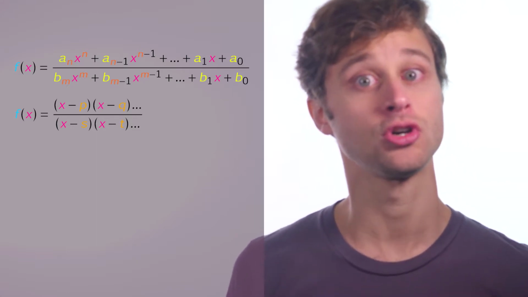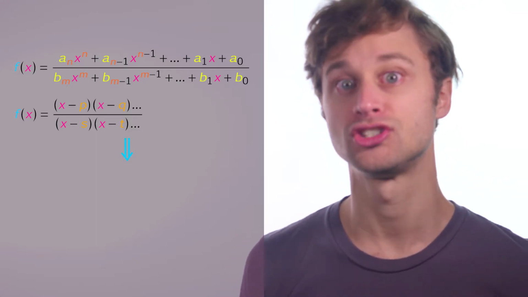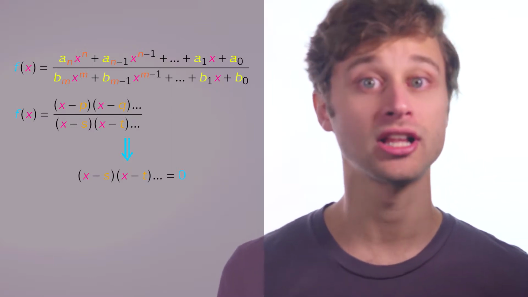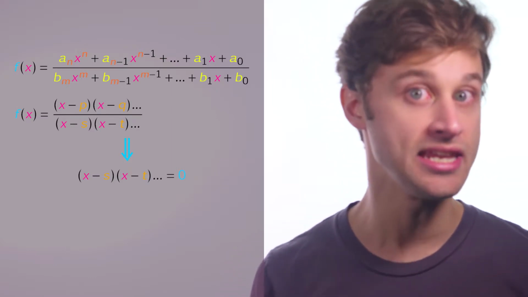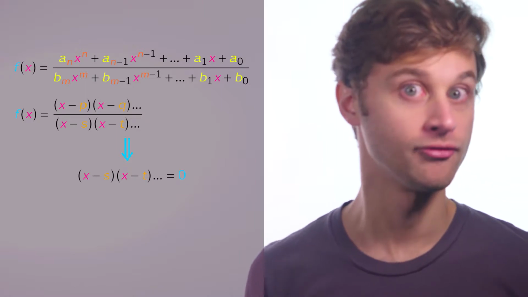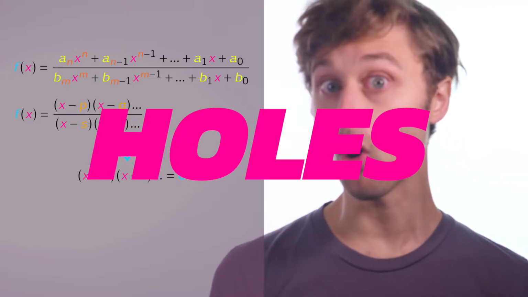So to find our vertical asymptotes, we set the denominator equal to 0. We'll have one vertical asymptote for every unique factor of the denominator. Wait, but what about holes? Holes are where a factor in the numerator cancels with a factor in the denominator, so that where we would normally have a vertical asymptote, we actually get a hole in the function. Instead of an infinite discontinuity, a vertical asymptote, we get a removable discontinuity, which is a hole.